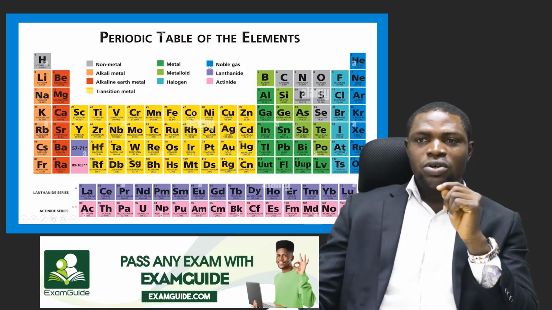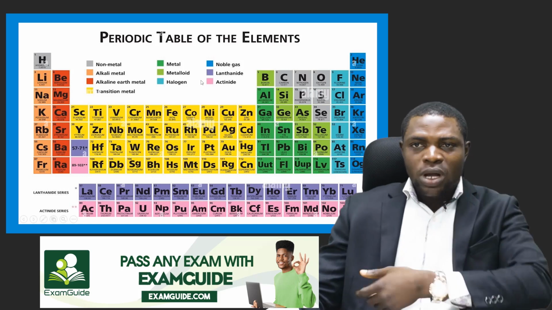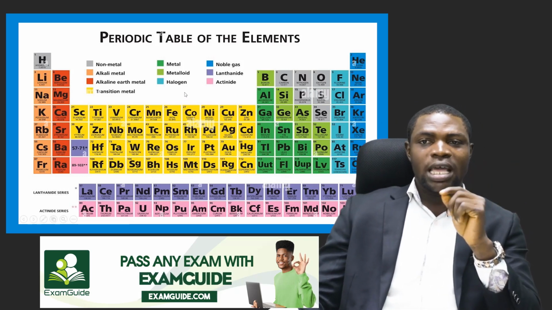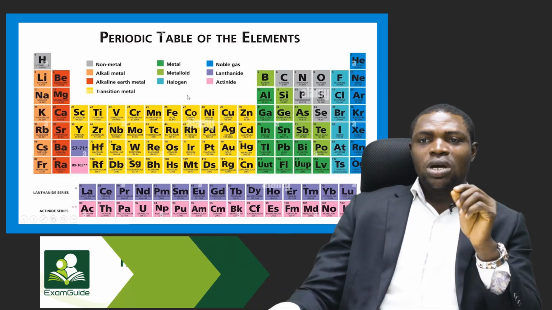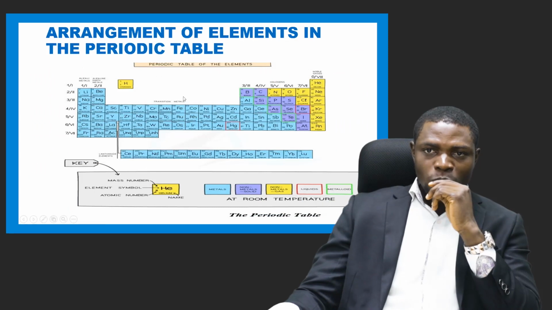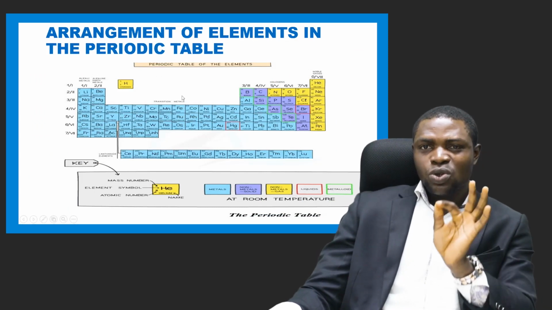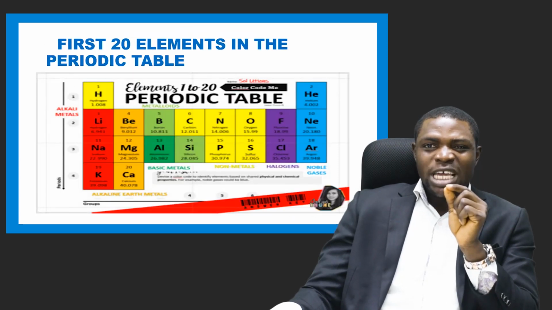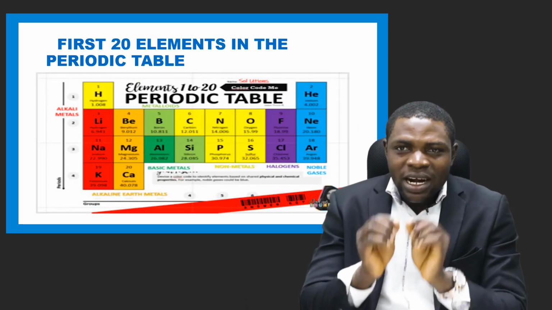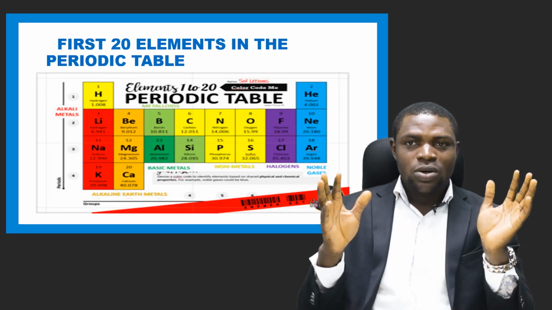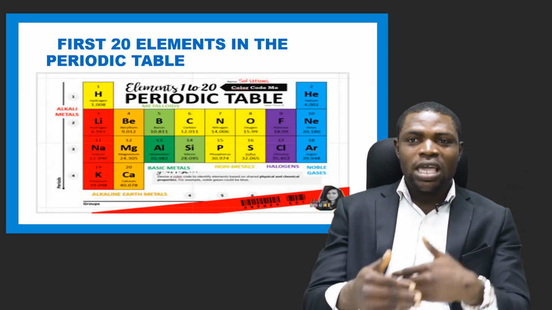Then we have the noble gases. Before then we have the halogens. Halogens are group 7 elements, and then the last group is called the noble gases. Now I want you to know the arrangements. You should be able to arrange the first 20 elements in the periodic table by yourself without stress, because this is where chemistry begins.